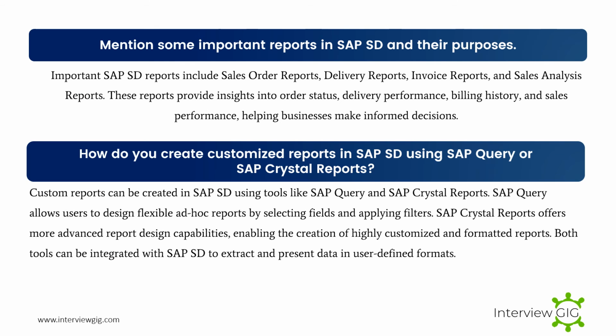Mention some important reports in SAP SD and their purposes. Important SAP SD reports include sales order reports, delivery reports, invoice reports, and sales analysis reports. These reports provide insights into order status, delivery performance, billing history, and sales performance, helping businesses make informed decisions.